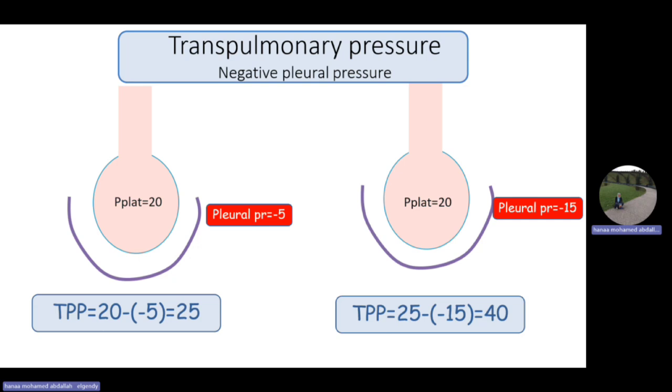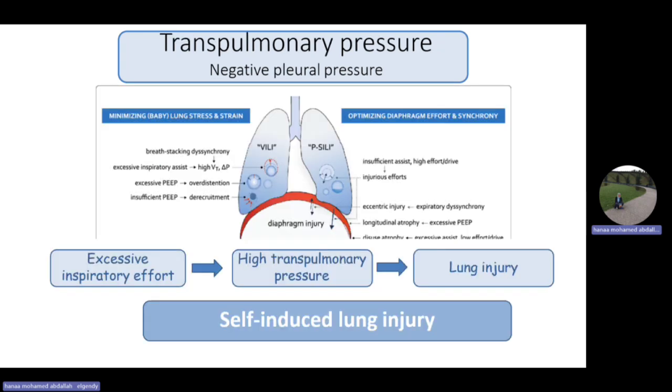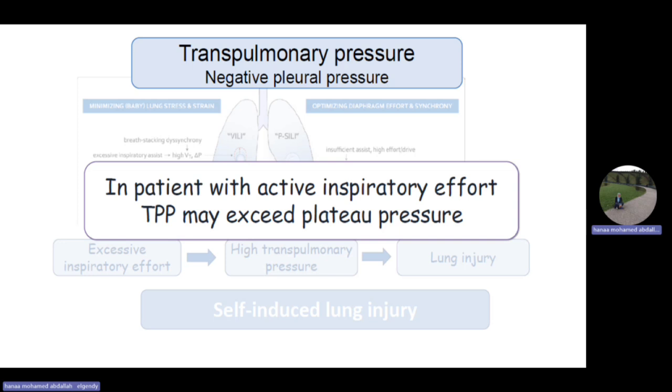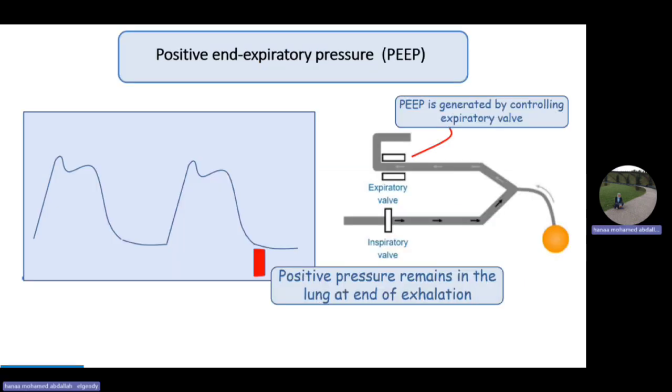Never allow plateau pressure to be higher than 30 centimeter water while you are not measuring the pleural pressure. Now, in patients with negative pleural pressure, if the pleural pressure is minus 5 during expiration, the difference will be 25. While if the pleural pressure is highly negative, the difference will be 40. So there is a high pressure gradient, which allows over-distension and hyperinflation of the alveoli. This occurs in patients with excessive inspiratory efforts. So we should not leave our patients tachypneic for a while. This will lead to high transpulmonary pressure and to what is called SILI, self-induced lung injury. So in a patient with active expiratory effort, transpulmonary pressure may exceed plateau pressure.